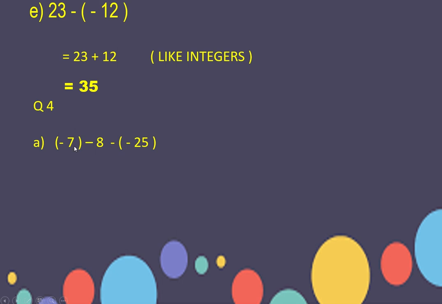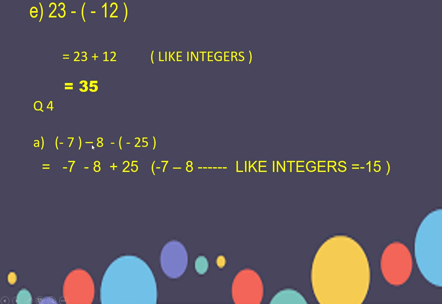In this case, minus 7 is in the bracket. First step, you will remove the bracket. Minus 7 will come as it is. Minus 8 as it is. Now minus of minus is coming. It will reduce to plus 25. So you have minus 7, minus 8, plus 25.